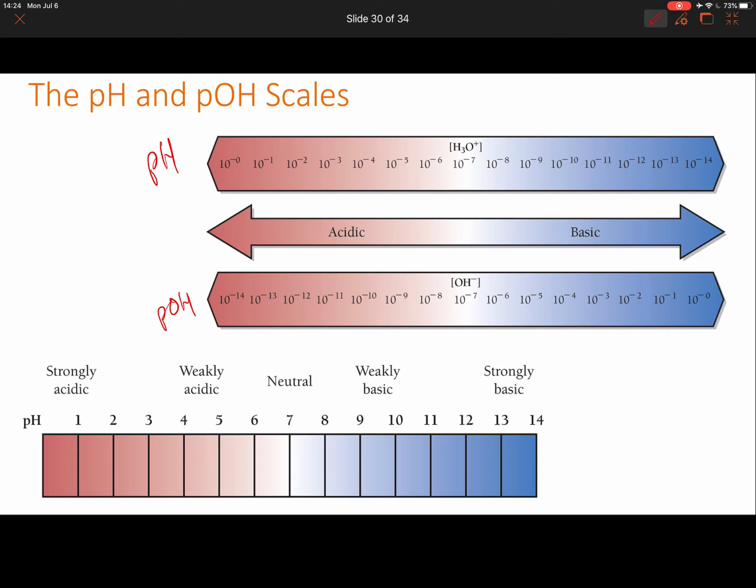So if we know the concentration of hydronium, then the scale relates to those concentrations. So having 10 to the minus 0 is going to be at the low end of our scale. 10 to the minus 1, 10 to the minus 2, these numbers are getting smaller. 10 to the minus 14 is a tiny amount of hydronium. So you would expect a tiny amount of this acid molecule to be present in a very basic solution. On the other hand, hydroxide, which is the base molecule, you would expect to be in high concentrations in base.